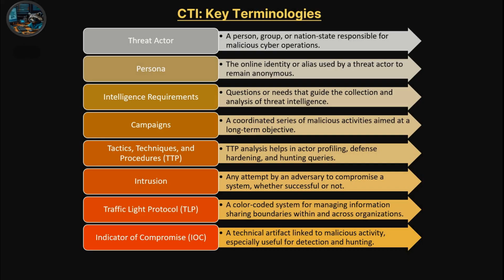Okay. The second parameter is persona, which is the online identity or alias used by a threat actor to remain anonymous. For example, these types of personas are used in dark web forums, on Telegram channels, initial access markets. This helps the CTI teams track behaviors or link aliases across various platforms. For example, a ransomware operator uses a persona, take any name such as Shadow Spider, on multiple RAS forums. Okay. Then we have intelligence requirements, which means the questions or the needs that guide the collection and analysis of threat intelligence.